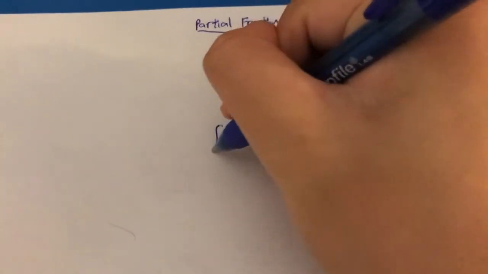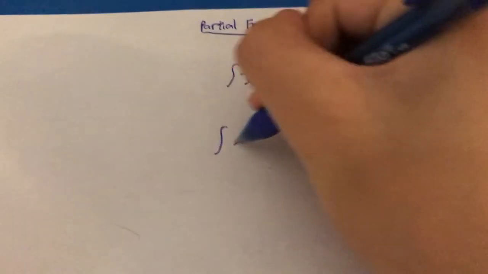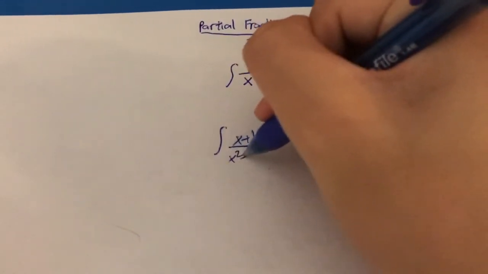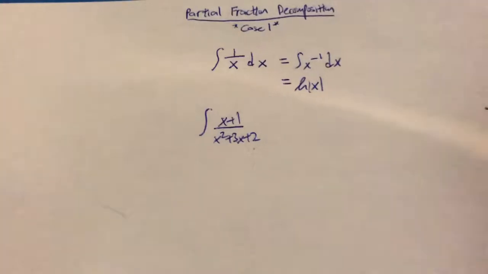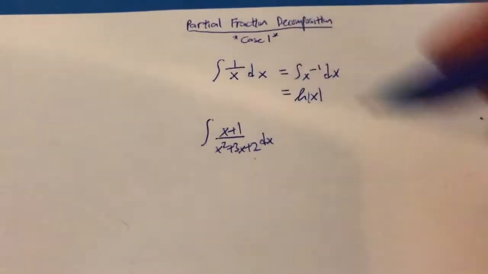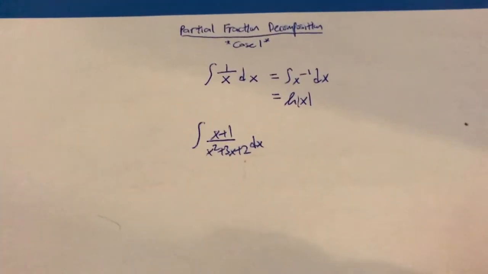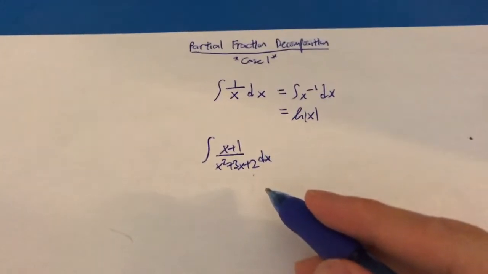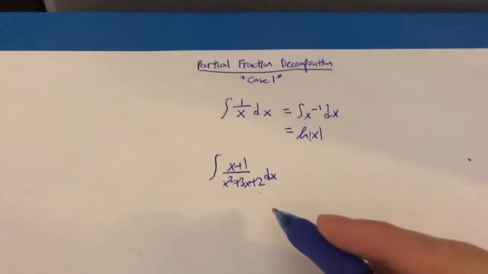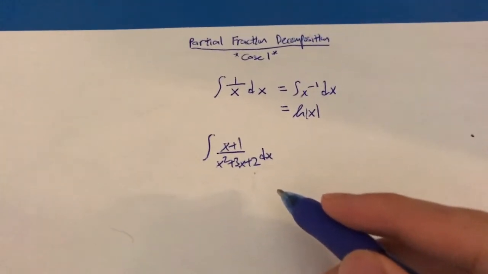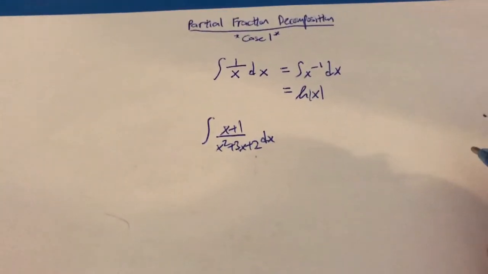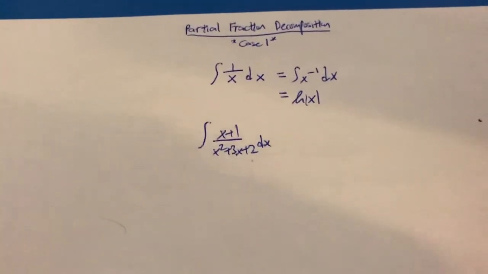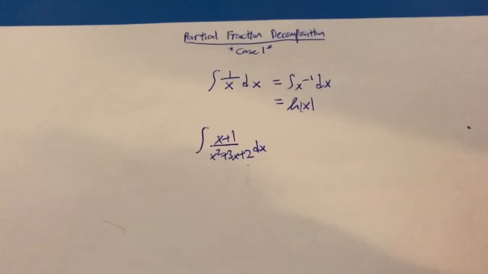You'll see later why partial fraction decomposition uses a lot of ln, okay? So let's get an actual rational function. Let's go x plus 1 over x squared plus 3x plus 2, something like that, dx. All right, how do we integrate this? I have no idea. Maybe we can factor that out, which in this case you actually can, but pretend we cannot factor this out. What do you do? That is what I'm about to tell you guys.